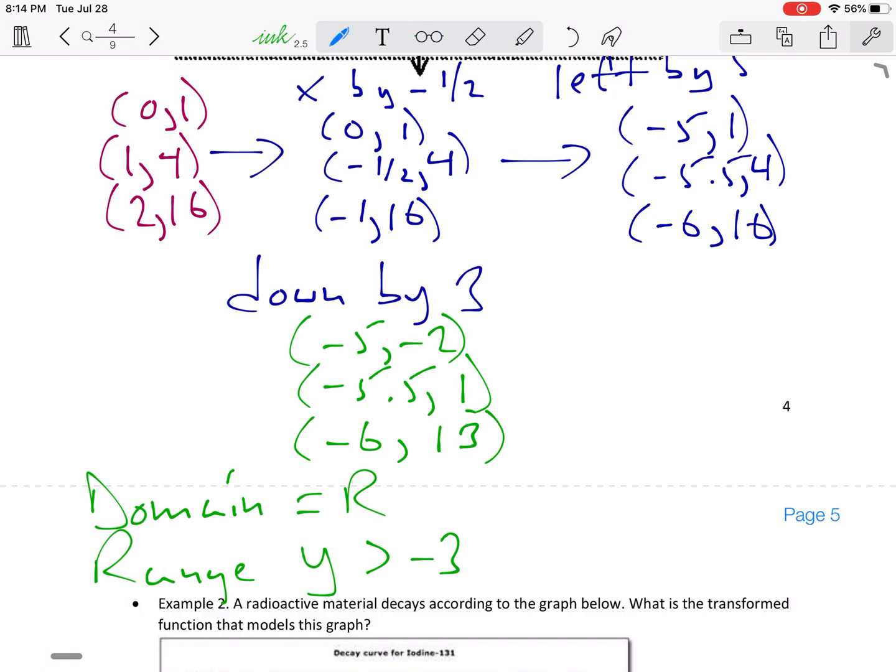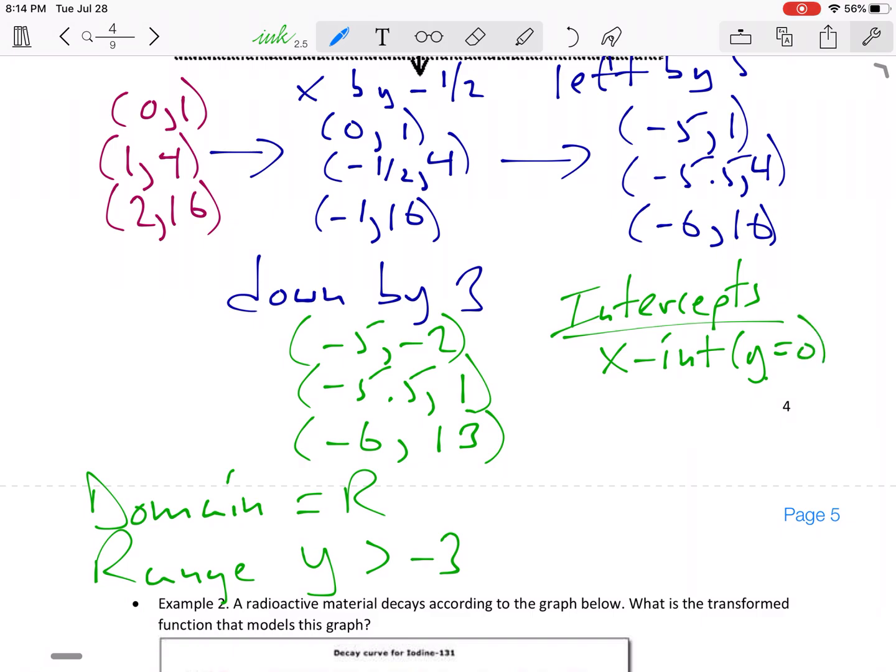So the intercepts for this function. Remember, a base function never touches the x-axis, so it doesn't have an x-intercept. But this one is going to have one because we've performed a transformation on it. The x-intercept is going to occur when y equals 0. So what you do is you sub in 0 for y.